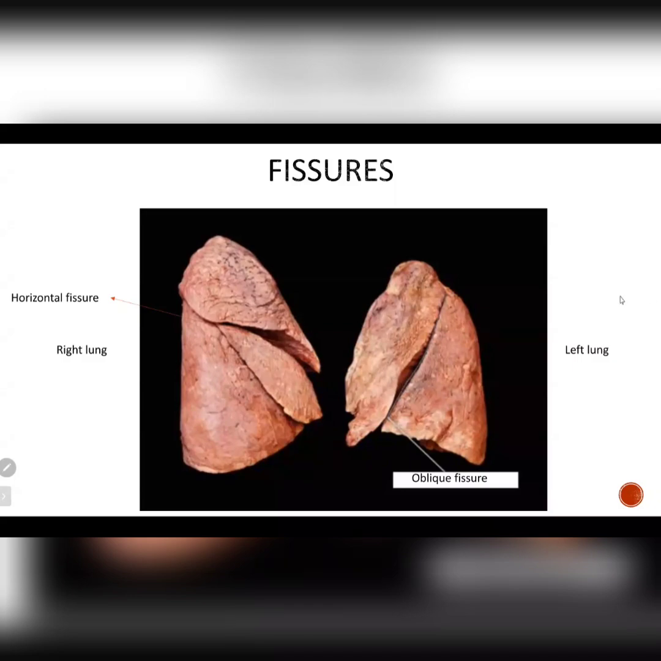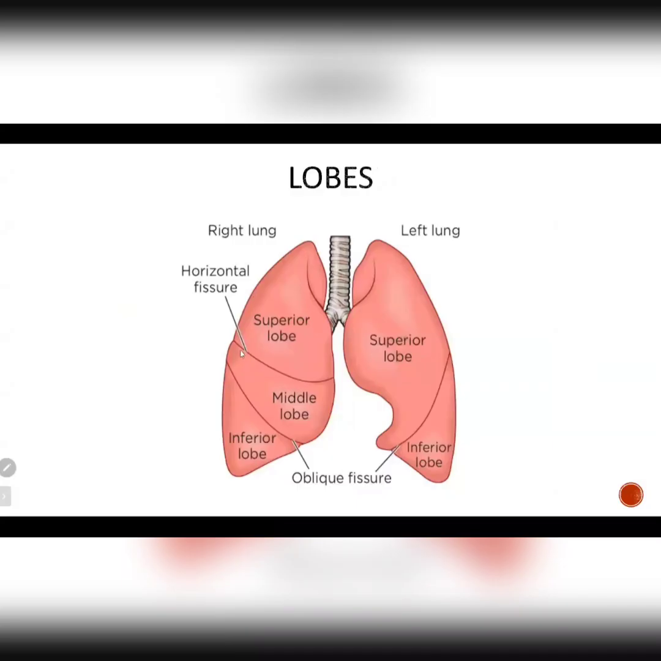Now let's look at the lobes of the lung. The fissures will divide the lungs into different lobes. So if the right lung has a horizontal fissure and an oblique fissure, the lobes are named the superior lobe, middle lobe, and inferior lobe. Whereas the left lung has only a superior and an inferior lobe.